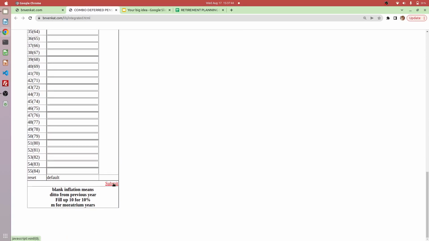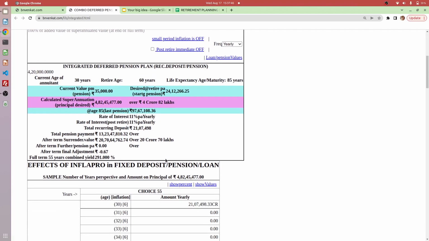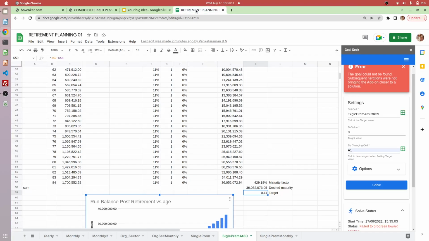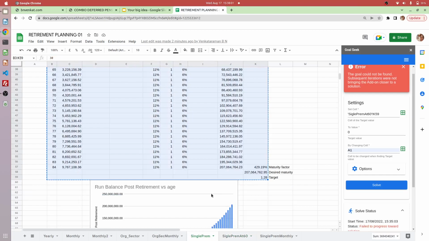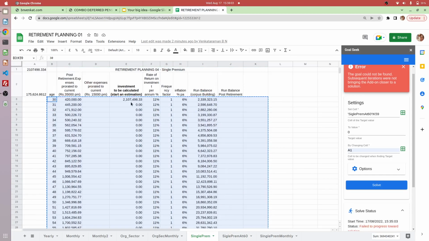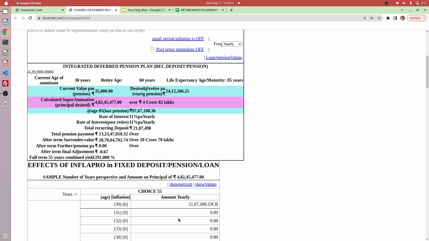Now let us submit it. We have got a figure of 21,07,498.33. What is our retirement figure here in our spreadsheet? Also we have got 21,07,498.33 paisa. In the combo plan we have got 33 paisa. That is exactly up to the paisa. We got the same figure.